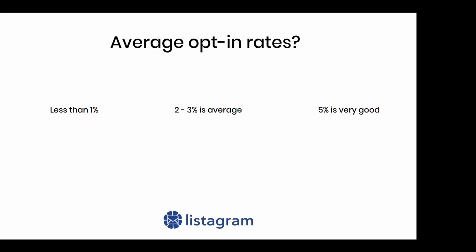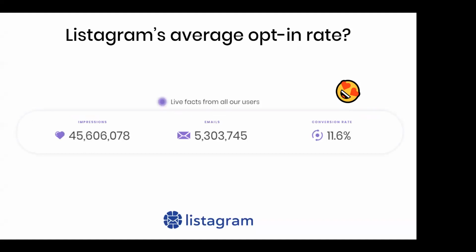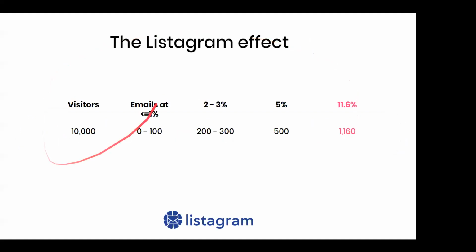Now, let's go to Listagram and see what our average opt-in rate is. You can see here, it's 11.6% on average. And you can go to listagram.com to see the live opt-in rate. We're so proud of our opt-in rate that we provide the figures there. This is a screenshot, but you can see on listagram.com the average that we're getting. And this is across all our users, so there are some people getting a lot more than the 11.6%.